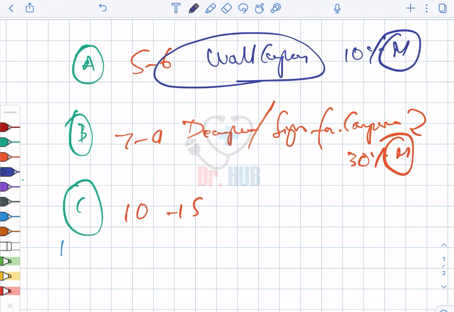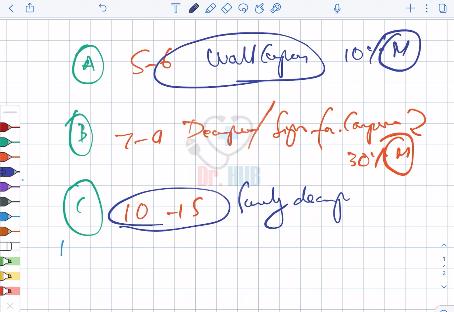Next, we are looking at class C. Class C is 10 to 15 points, and is severely decompensated, with about 75 to 80% mortality.